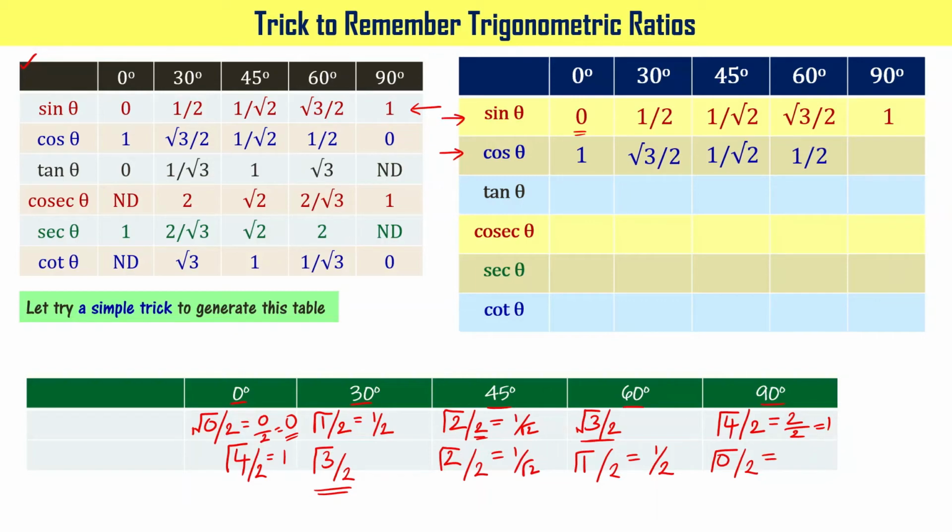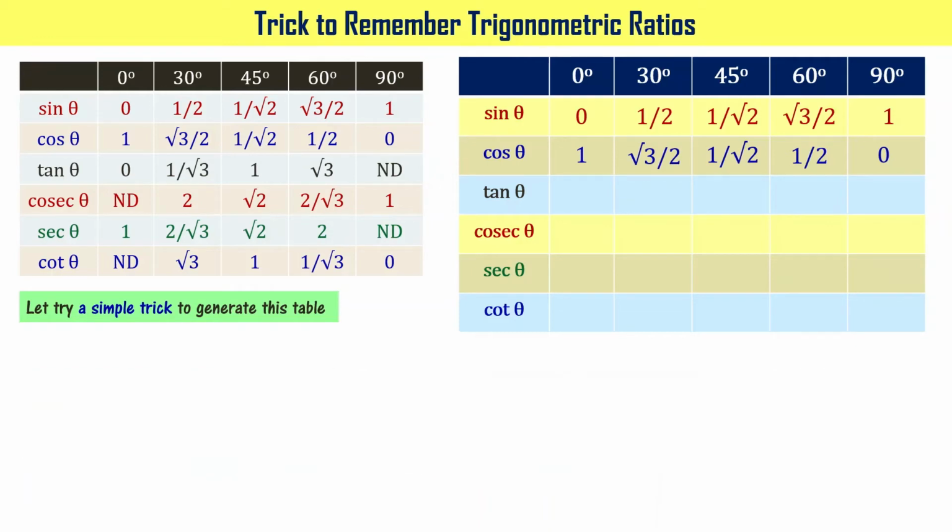Square root of 0 divided by 2 is 0 divided by 2, that is equal to 0. Let me write cos 90 degrees equal to 0. Understood? Now compare that for the cos function values. Let's write now what are the values for tan theta. Okay, we know that tan theta can be written as sine theta by cos theta, right?